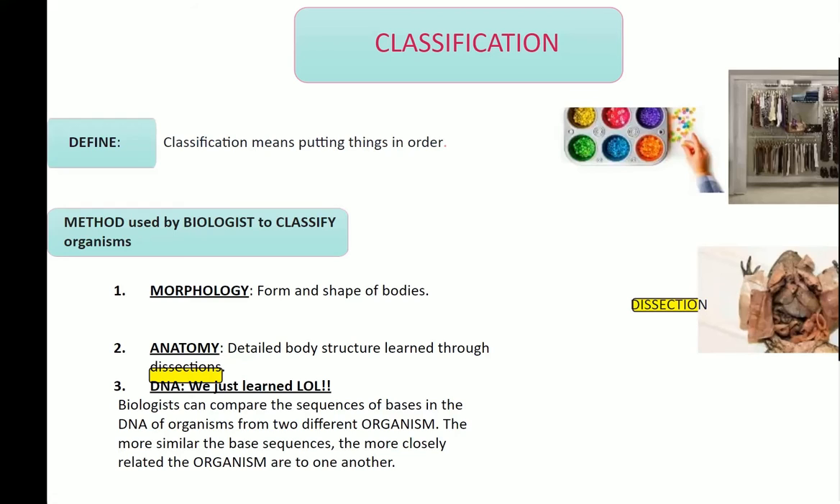The third one is DNA. What is the third one? DNA. Okay, can you please read the last lines by yourselves? Then I will explain you quickly. From 2 different organisms, the more similar the base sequence, the more closely related the organisms. I'm now noting them down. Okay, now let me explain you so it could make sense to you.